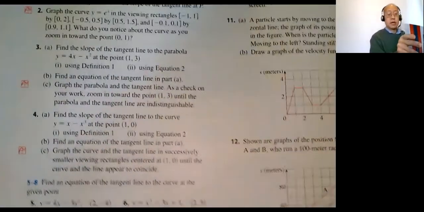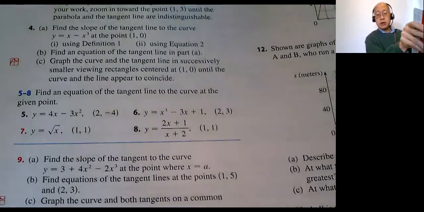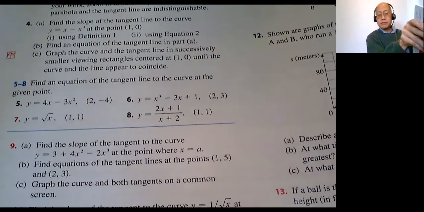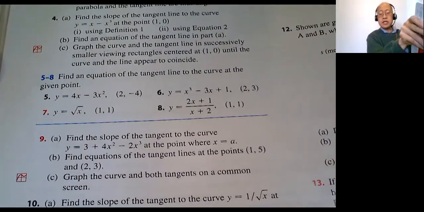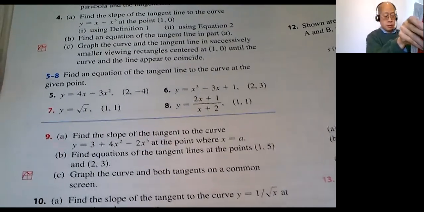Okay, and jump back to number 9. Okay, number 9, find the slope of the tangent to the curve y equals 3 plus 4x squared minus 2x cubed at the point where x equals a. Okay, B, find equations of tangent lines at the point 1, 5, and 2, 3. Skip C because it has a graphing calculator icon.